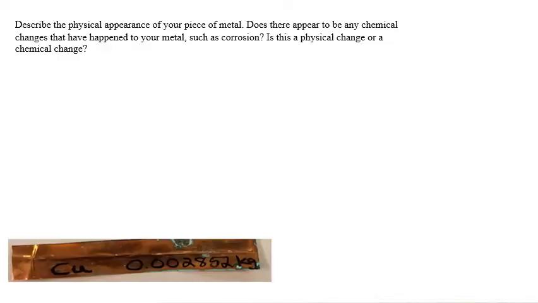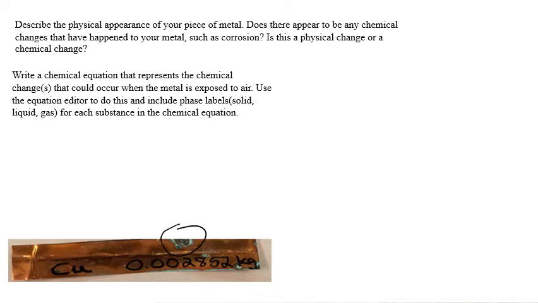The physical appearance of the piece of metal. Now in this example, you had some changes there. Is that chemical changes or physical changes? The idea here is to get you to think about those things. What is a physical change? What is a chemical change, and how can it be represented? So that's where I ask you to write the chemical equation that represents those changes.